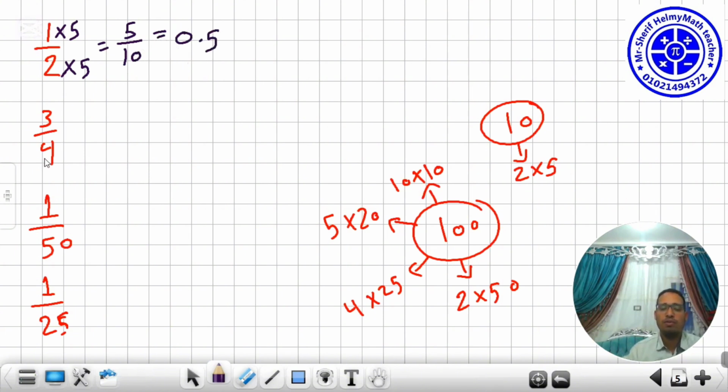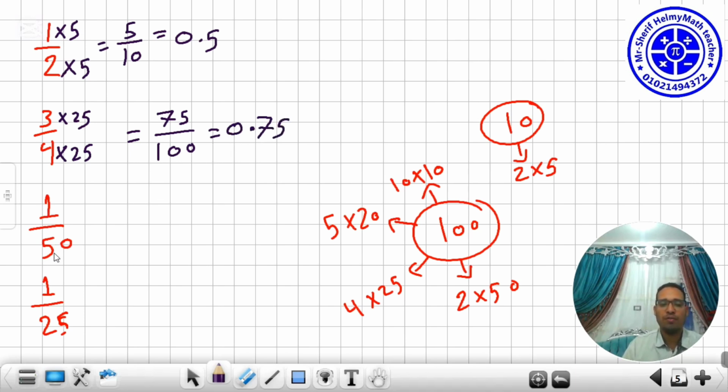Okay, if we have 3 over 4, we need to make this 10 or 100 or 1000. Do we have any number multiplied by 4 equal to 10? Of course no. So think of 100. Do we have any number multiplied by 4 equal to 100? Yes, 4 times 25. So here multiply by 25 and here multiply by 25. 3 times 25 equals 75 and 4 times 25 equals 100. So this is the fraction form, not the decimal. So the decimal form will be 0.75. Okay.